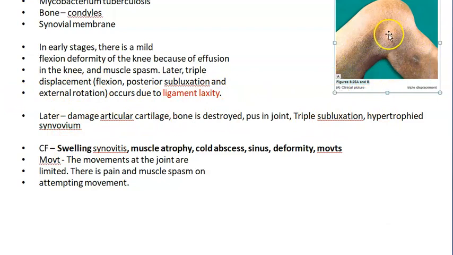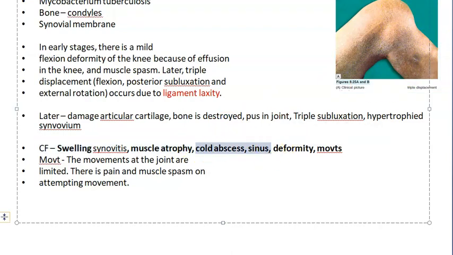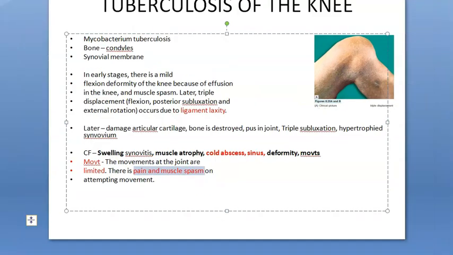Clinical features, how will the patient present? He can present with synovitis, swelling, muscle atrophy, cold abscess, sinus. Cold abscess in the neck you have heard, very similar. Then sinus, then deformity we told you, triple deformity. Movements are also limited. There is pain and muscle spasm on attempting to move. So this is how the patient will present.